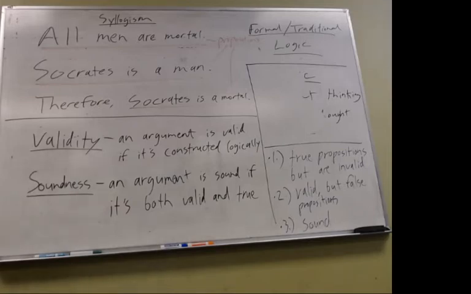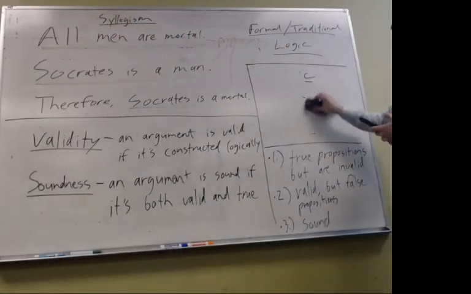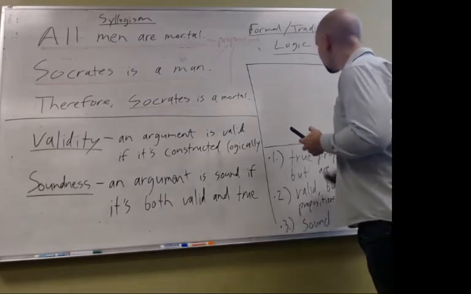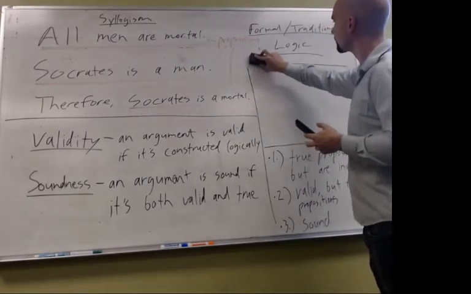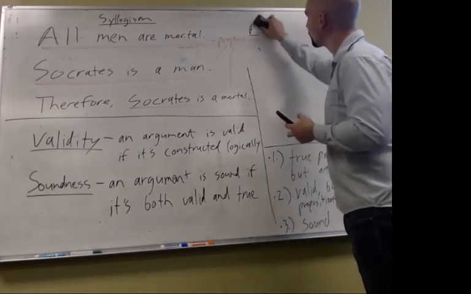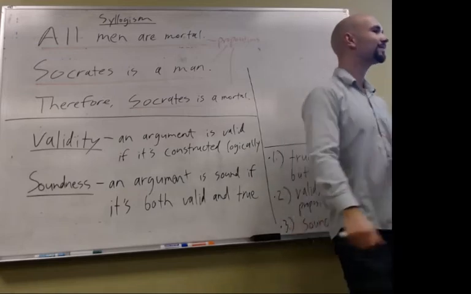Okay, it's valid but false propositions. Therefore, fish are green. No, wait. Fish are all green. Every one of them. Fish are mammals. Mammals are dead. Therefore, fish are dead. No, because that would be false propositions. Mammals can be dead and living. That's true. Mammals lay eggs. Mammals lay eggs, yeah. Therefore, fish are dead.